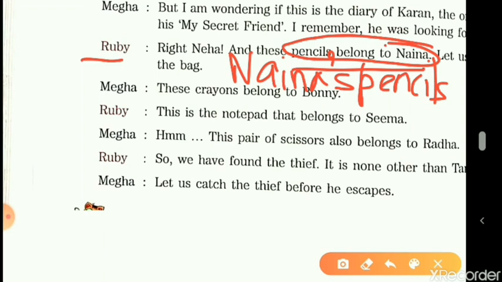So the entire sentence will remain the same. The only change which has to be done is, instead of pencils belong to Neha, we'll be writing pencils belong to Naina, we'll be writing Naina's pencils. So Ruby will say, right Neha, and these are Naina's pencils. Let us look into the bag.